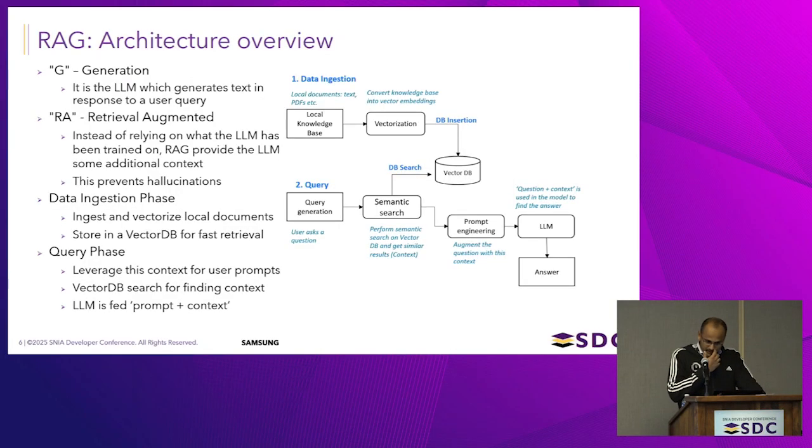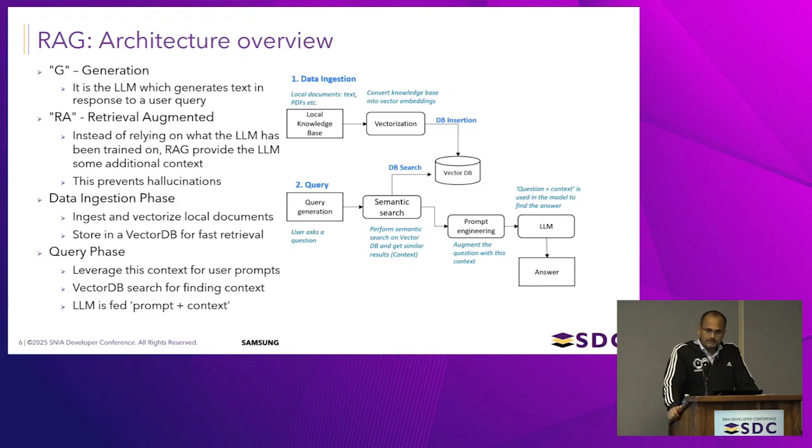We will cover the RAG architecture in brief. This will set the foundation for our upcoming slides. In short, RAG combines retrieval with generation. The G in RAG indicates the generation, which is the LLM part, which generates a text response for a user query. The RA part indicates the retrieval augmented part. This is the part which brings the differentiation. Instead of relying on what the LLM has been trained on so far, RAG provides some additional context to tune the models and responses. This is the part which avoids hallucinations.